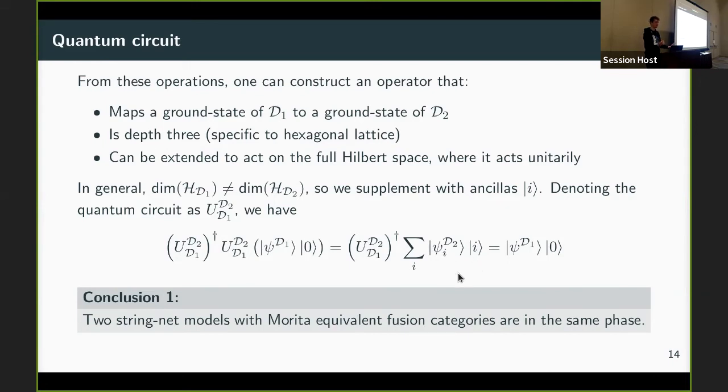Now you can disentangle this again, but because the Hilbert spaces don't match, there is no unitary way of doing this. But the main point is that, well, if I act again with this unitary, with the dagger, its inverse, I just get the original thing. So this circuit is unitary on the full Hilbert space. So the conclusion there is that indeed, from the quantum information point of view, we can confirm that two string net models based on Morita equivalent fusion categories are indeed in the same phase. So that's the first part, the first result of this.